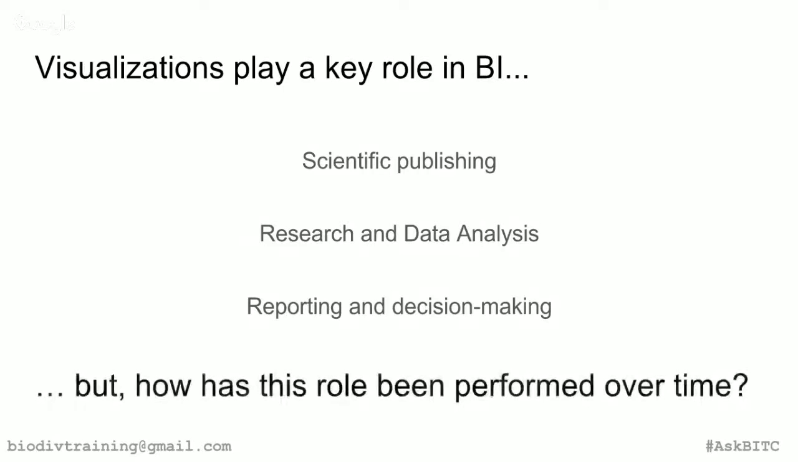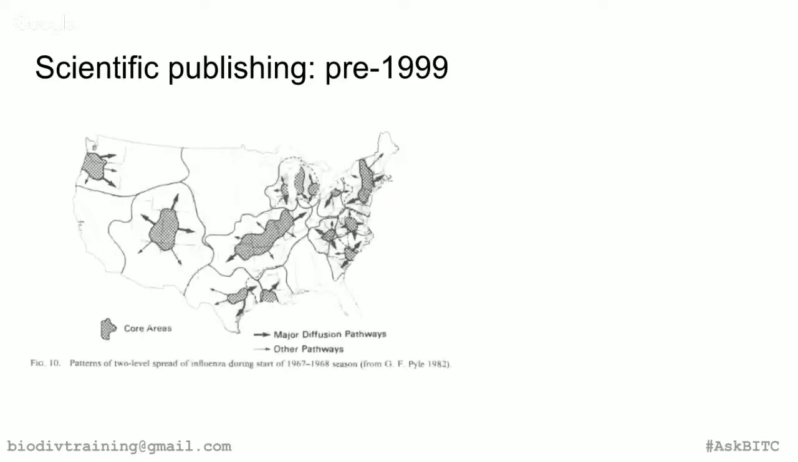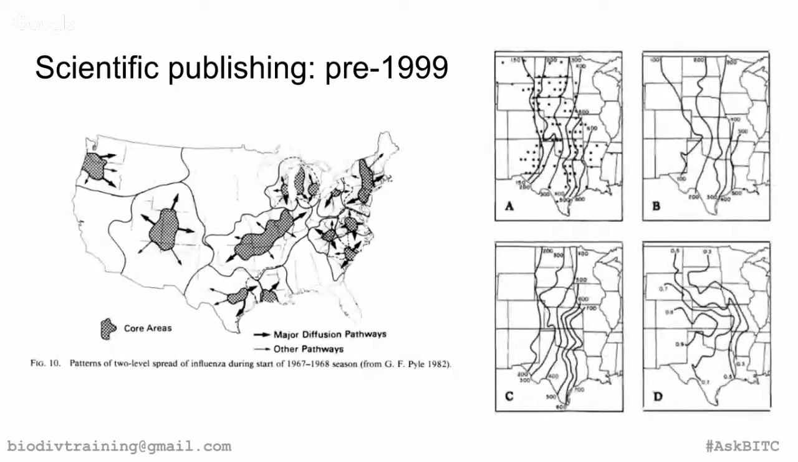But how well has this role been performed over time? How has visualization performed over time? In order to keep it compact, I won't go far back in history, but far enough to see how things have changed. Maps are the most evident element to check how time changes.